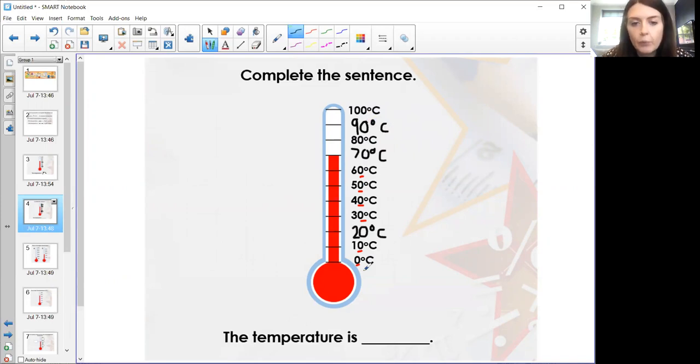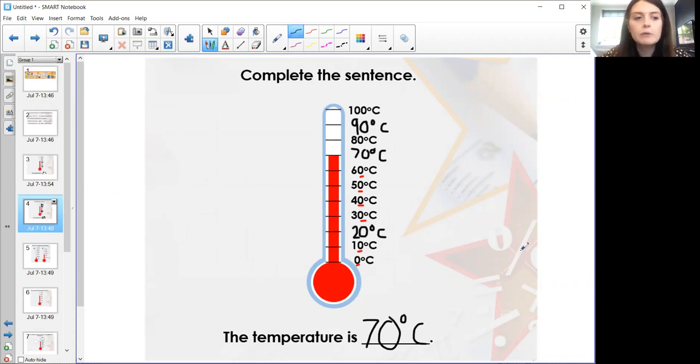So what do we think? What's the temperature on this thermometer? So we're going to look at where it's going up to again. So 0, 10, 20, 30, 40, 50, 60, 70. So the temperature on this thermometer is showing 70 degrees Celsius.